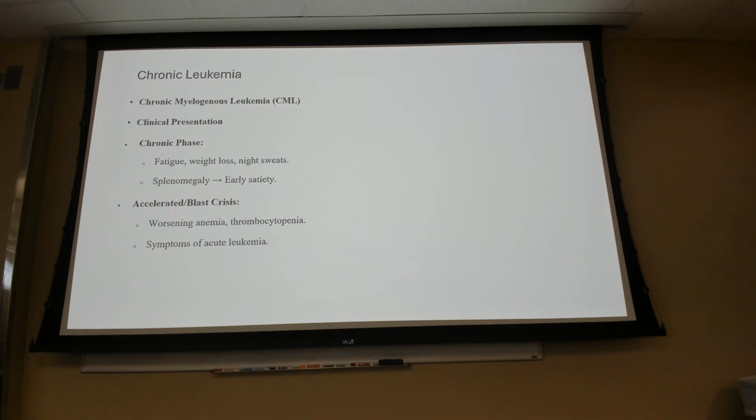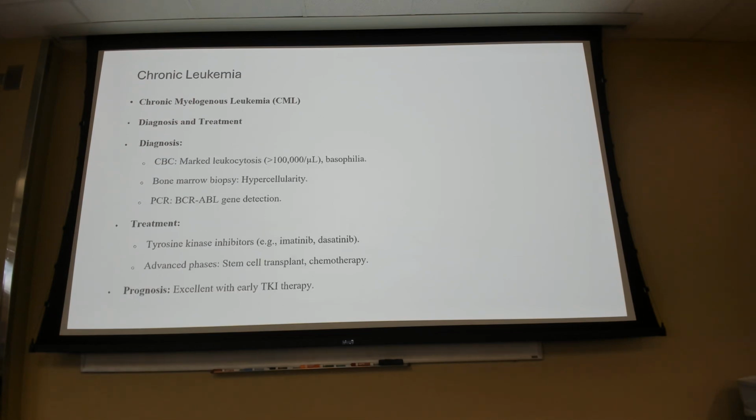Splenomegaly, good. Accelerated, yeah. So again, if you see them going from that chronic phase and you start to see more blast cells, you know it's moving in the wrong direction. Marked leukocytosis, basophilia, bone marrow, sure. And we talked about that BCR-ABL gene.